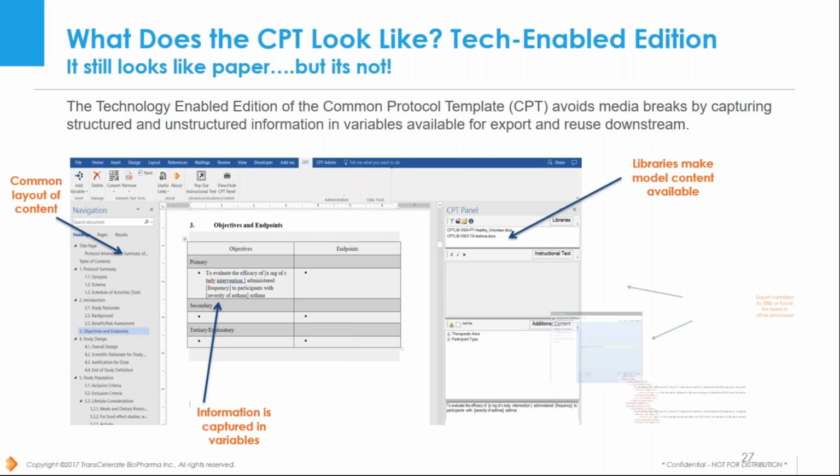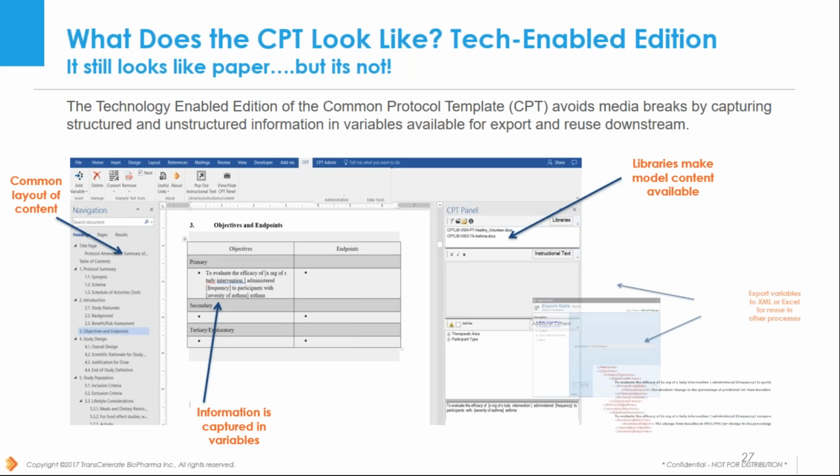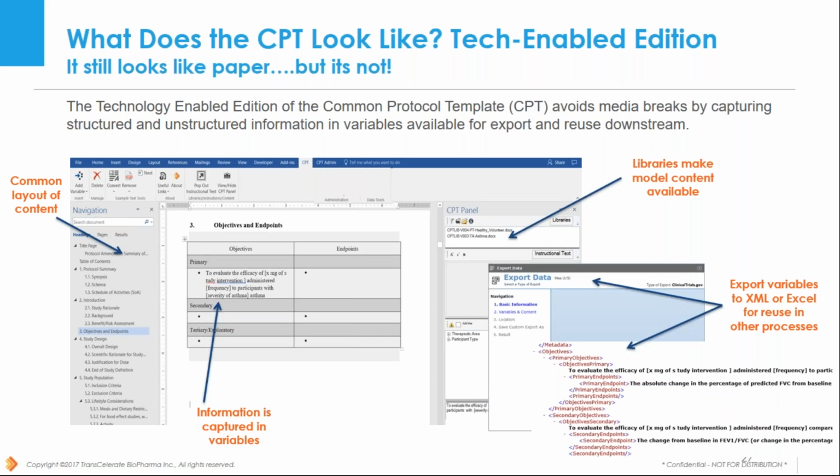On the left-hand side, you can see we have a navigation pane. This is where you'll see all of the common level 1 and level 2 headers. Across the top, you have the CPT menu bar. This is where you're able to add and delete variables. You can also convert or remove example text. You're also able to pop out instructional text or hide or view your CPT panel.